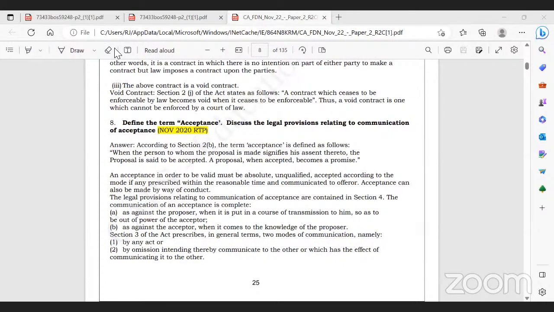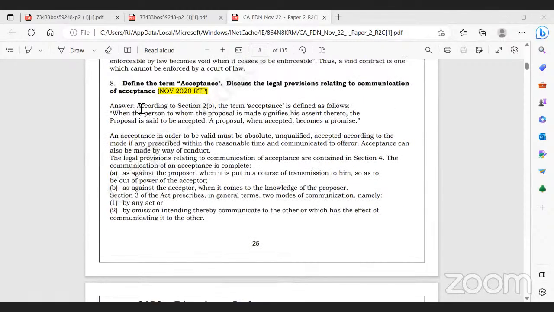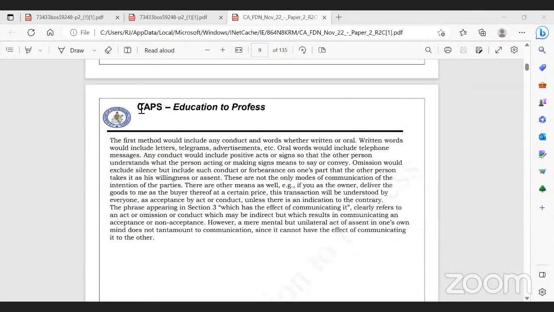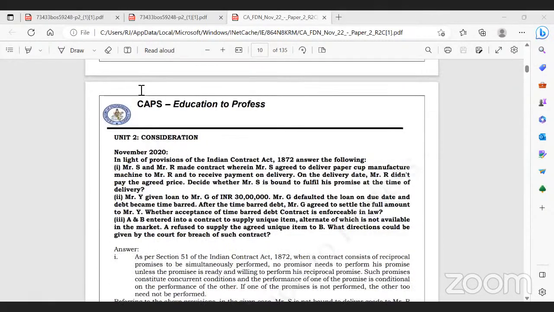Next question is, define the term acceptance. Discuss the legal provisions relating to communication of acceptance. Okay, this is also a direct question, right? So you'll have to define acceptance and the essentials of a valid acceptance. These are all direct questions, so check the question paper and the study material. Next. Next is Unit 2, Consideration.